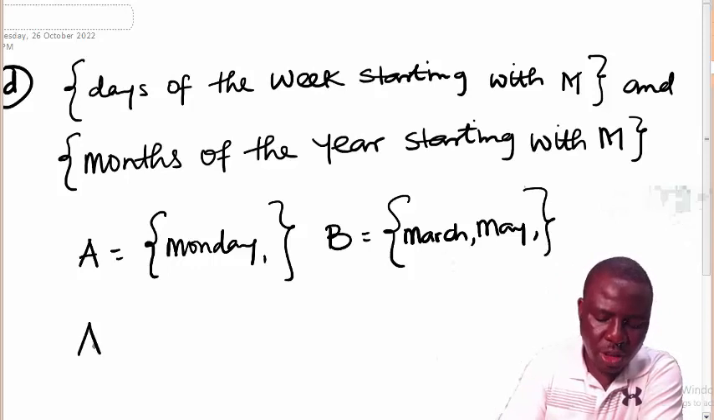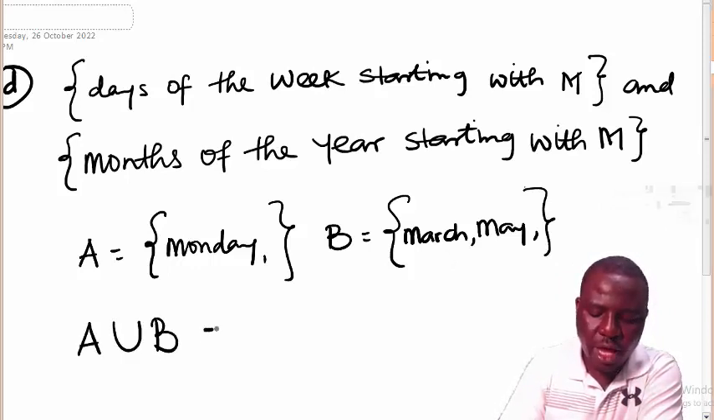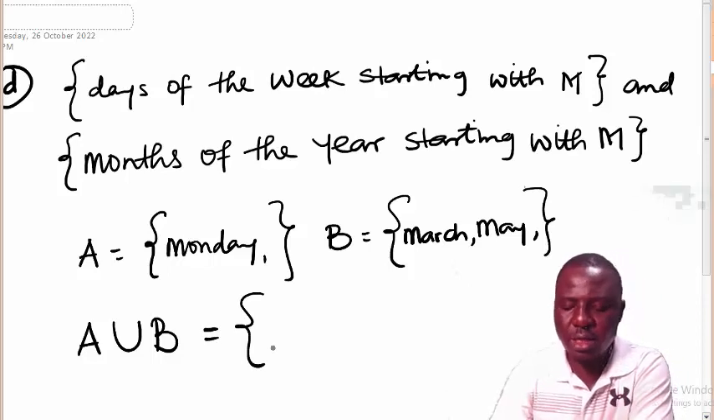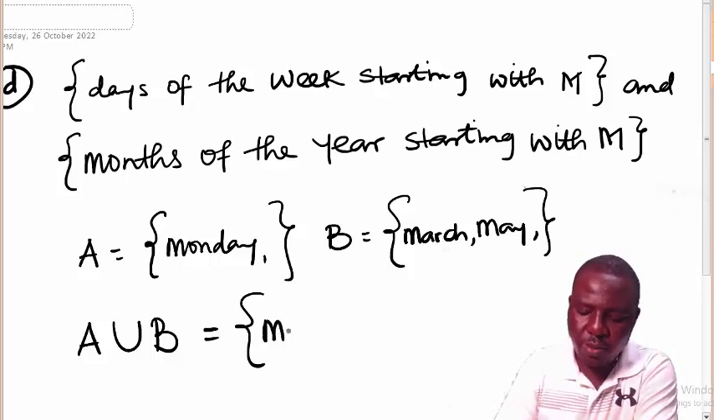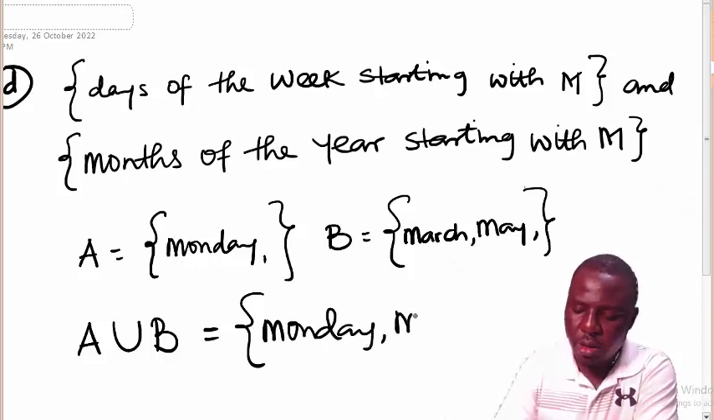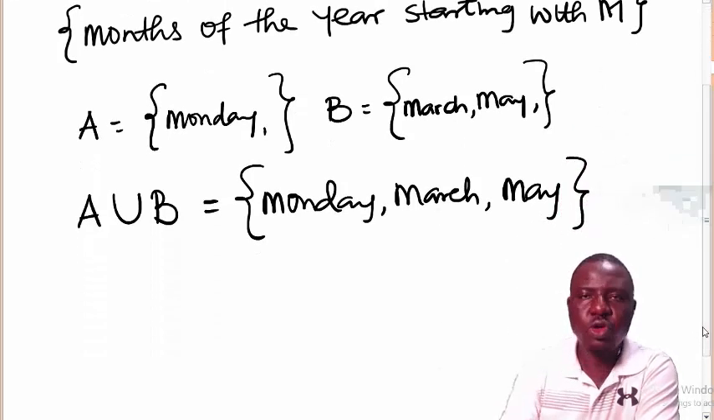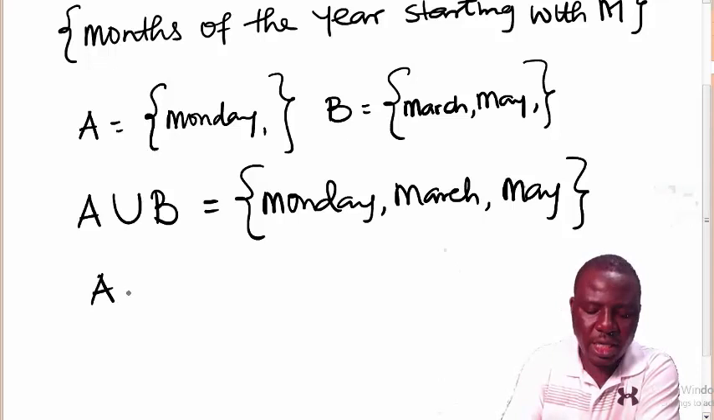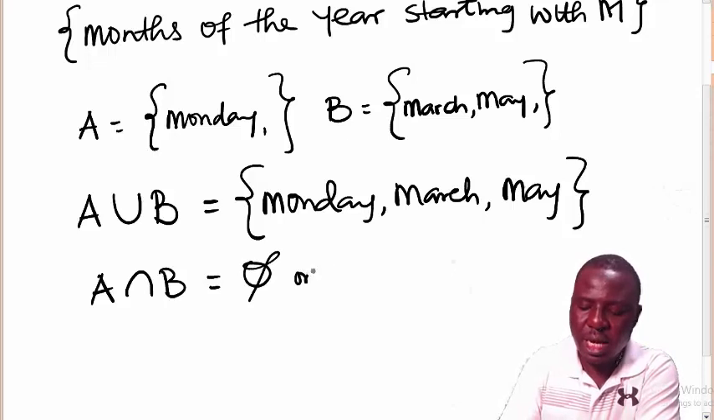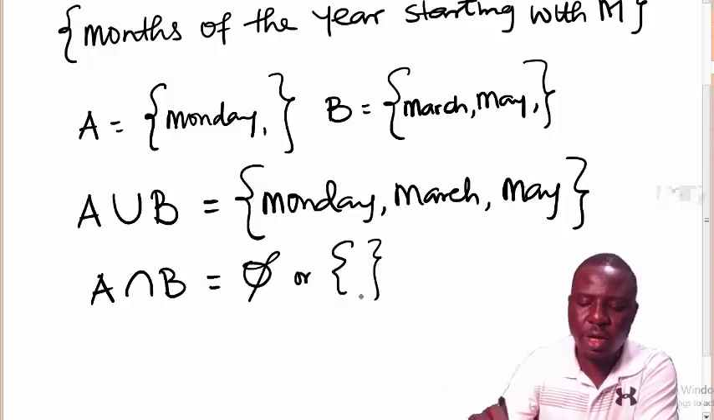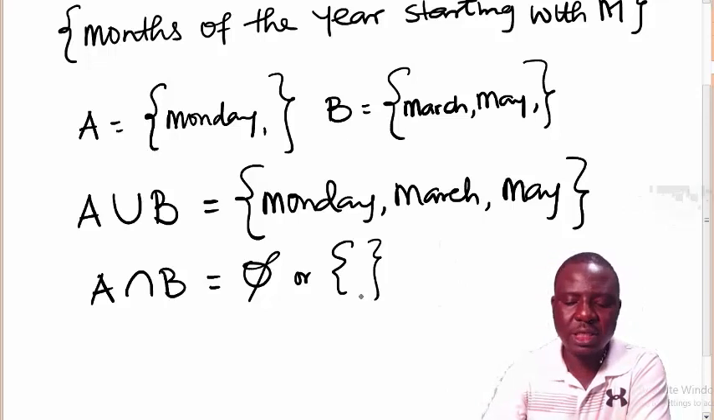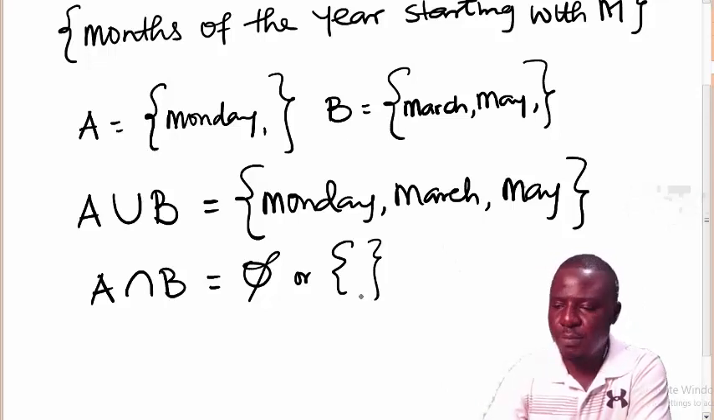The question is now requesting us to find the union of A and B. The union of A and B is said to be a set of elements Monday, March, and May. So this is said to be the union of these two sets. While the intersection, A intersection B, is said to be an empty set, because there is no element that is common to both A and B.